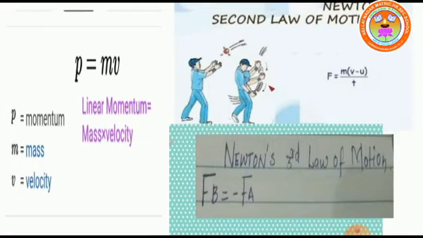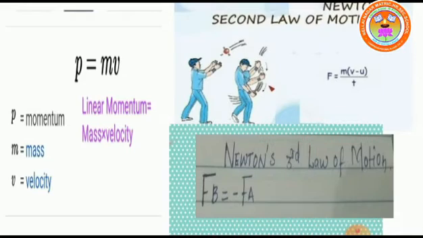Already we have learnt linear momentum, Newton's second law and Newton's third law. What is the formula of linear momentum? P is equal to mv. So linear momentum is equal to product of mass into velocity. P is the symbol of momentum and m is the symbol of mass and v is the symbol of velocity.